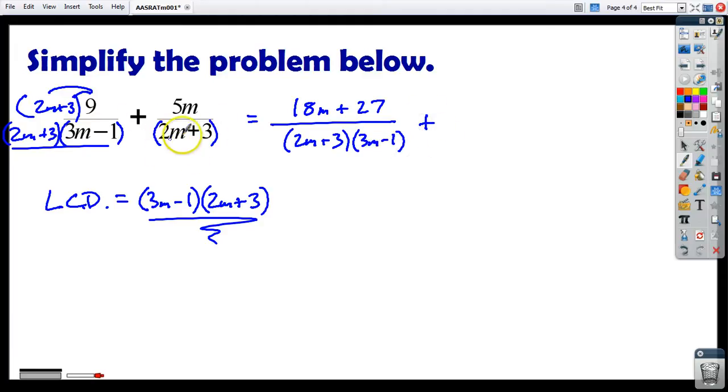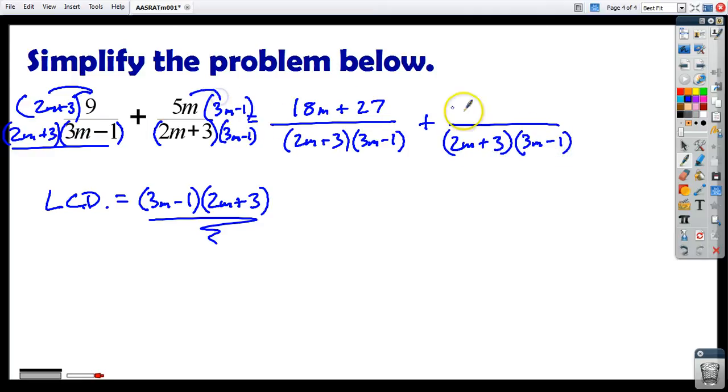This already has a factor of 2m plus 3, but it's missing the other factor, the 3m minus 1. So I'm going to multiply top and bottom by that factor. So on the bottom, I now get the same denominator, our least common denominator. And on top, if I do the distributive property, 5m times 3m is 15m squared. 5m times negative 1 is minus 5m. And so now I've got our common denominator, which means I can get to my adding step.